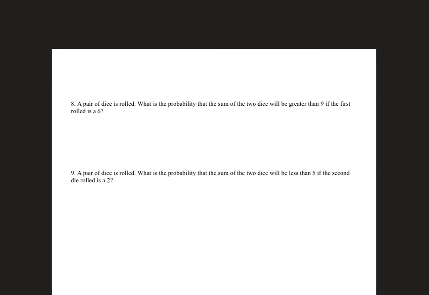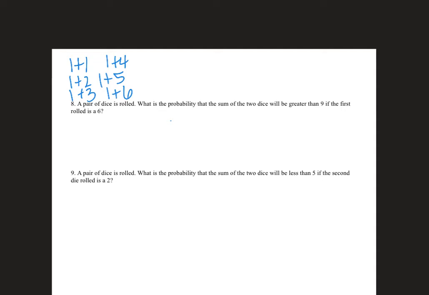All right, and then number 8, a pair of dice is rolled. What is the probability that the sum of the 2 dice will be greater than 9 if the first is rolled? Okay, so this one you're going to have to do a little bit more work. Okay, the probability that the sum of the 2 dice will be greater than 9. Now this is like saying you have a 1, so you have 1 plus 1, 1 plus 2, 1 plus 3, 1 plus 4, 1 plus 5, 1 plus 6.